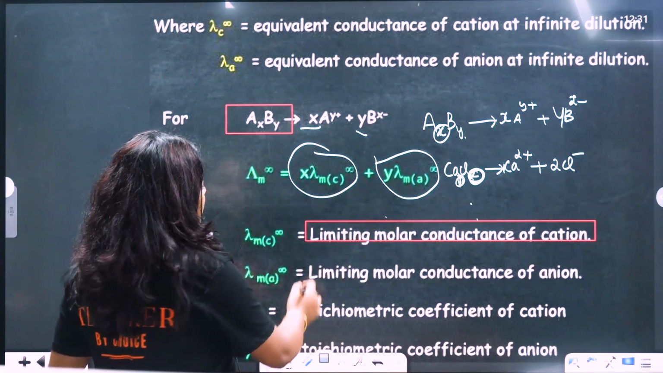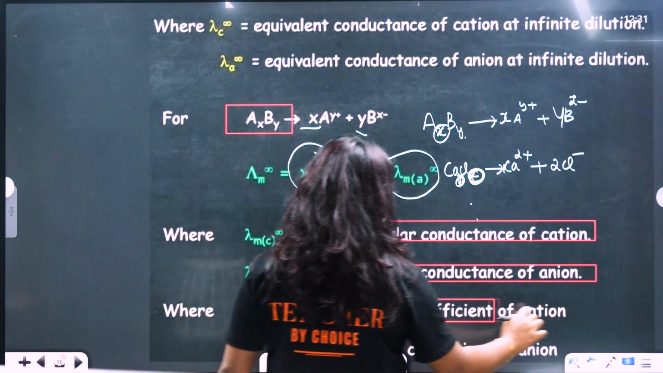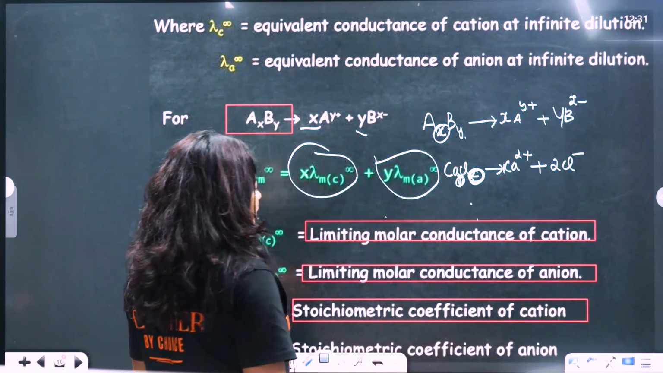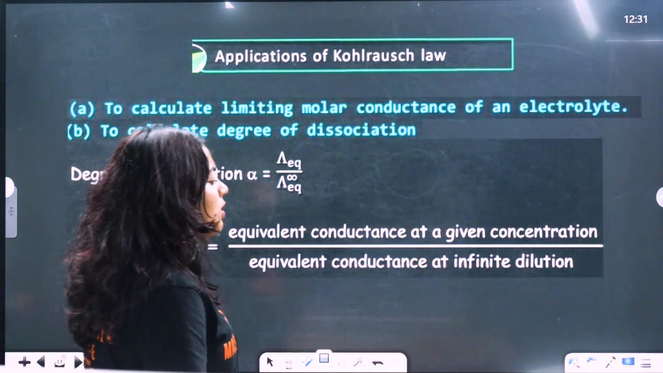Where this is the limiting molar conductance of the particular anion and the stoichiometry of the coefficient of the cation, and the stoichiometry of the coefficient of the anion. So they have given you now the application.